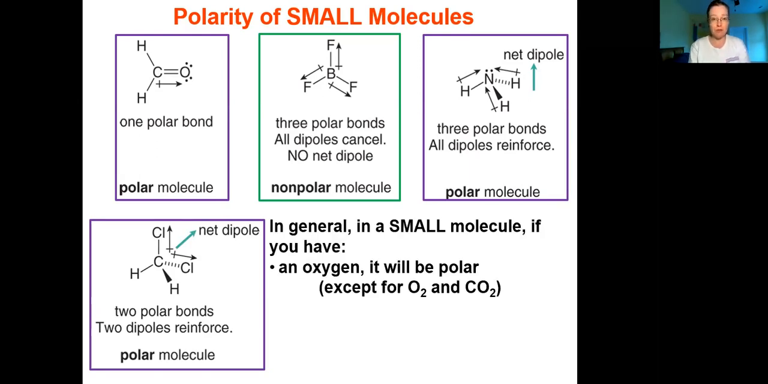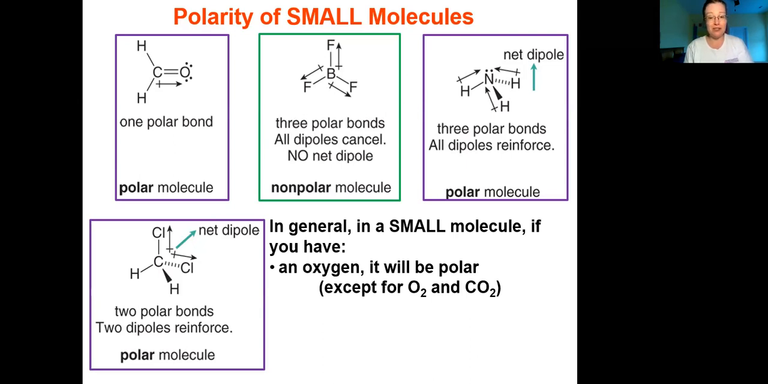In general, in a small molecule, if you have an oxygen, you can assume it's going to be polar. He's got that whole bent kind of look to him, pulling the electrons up, except for O2, because then it's a bond between identical atoms, and CO2. We're going to take a look at that molecule. In fact, it probably is one of the ones you're drawing with your Lewis structure homework. That one is very symmetrical, and the dipoles cancel out. So O2 and CO2, they have an oxygen, but they're nonpolar.